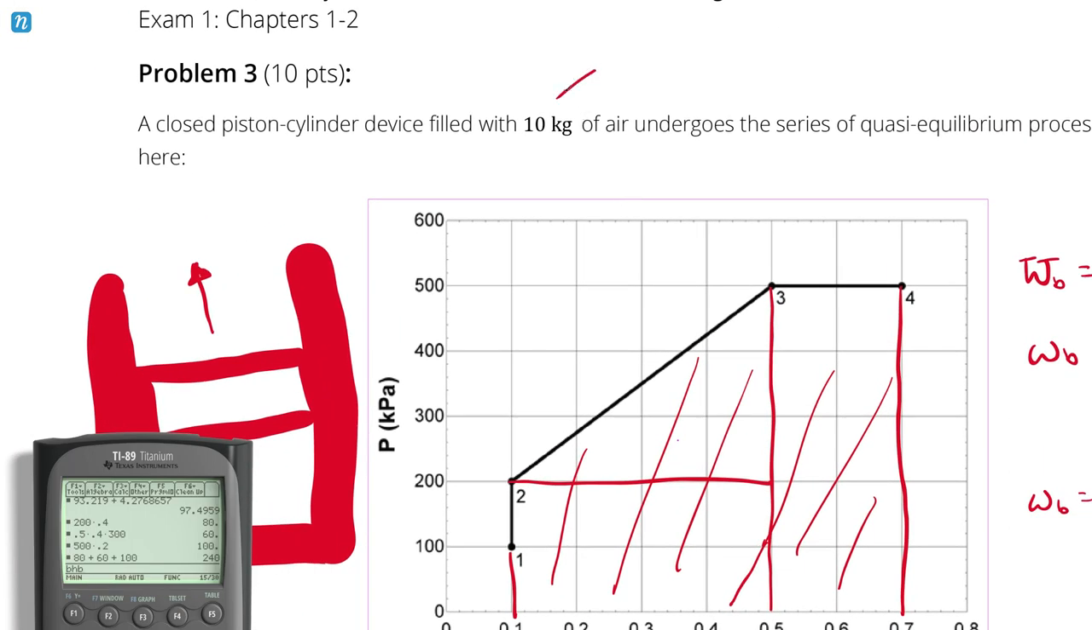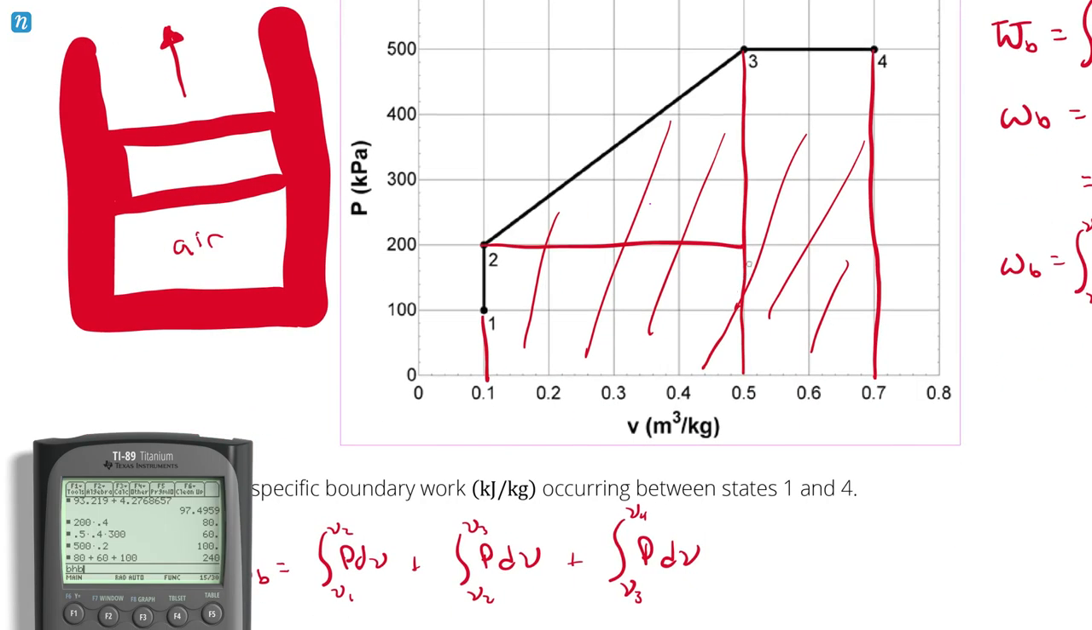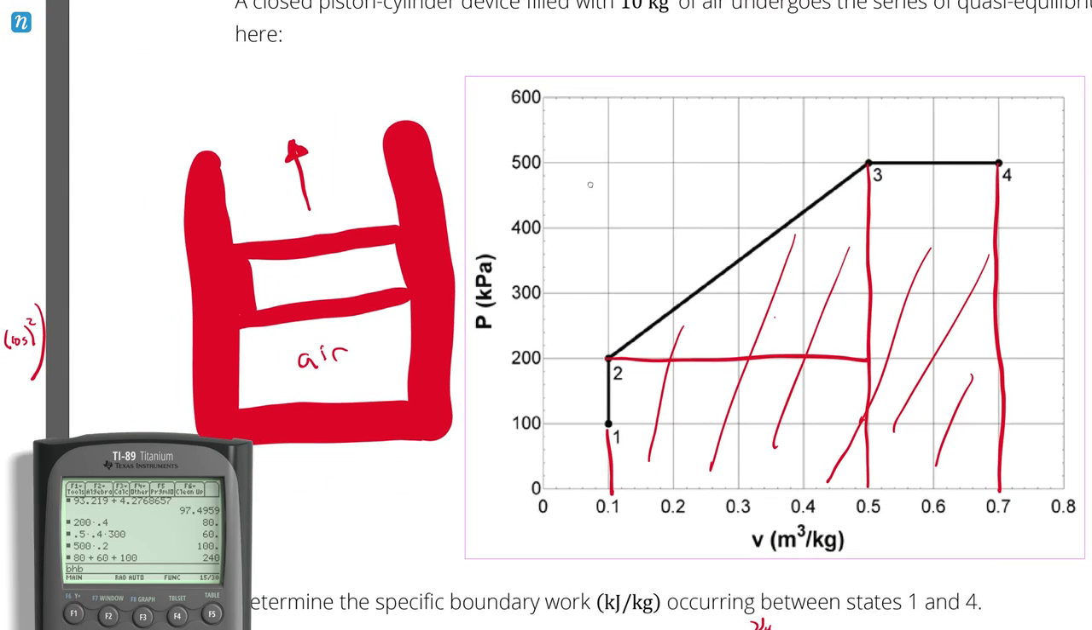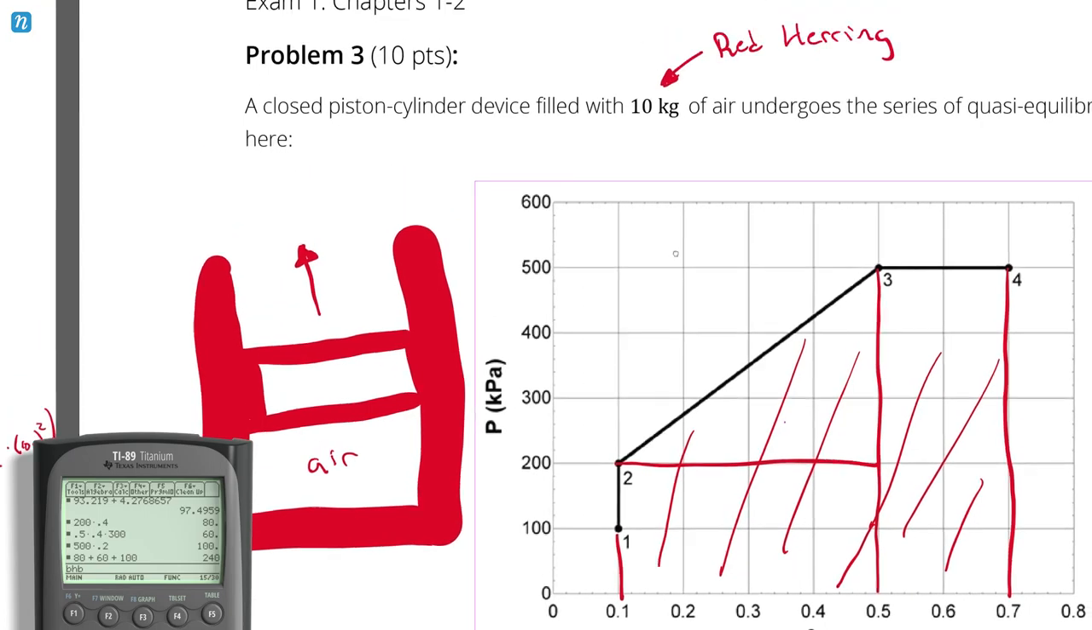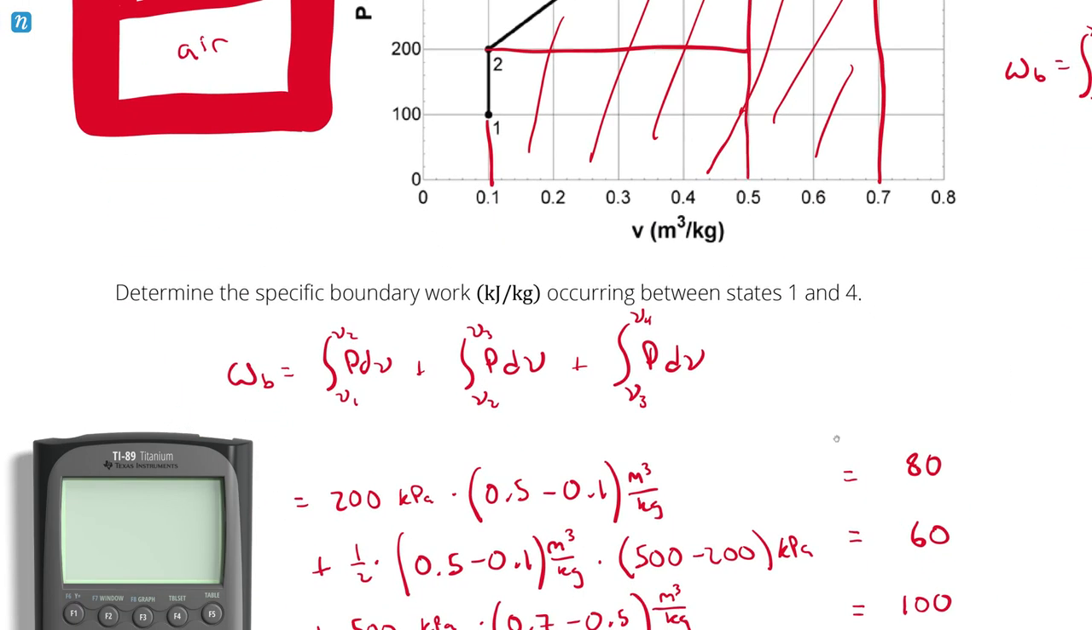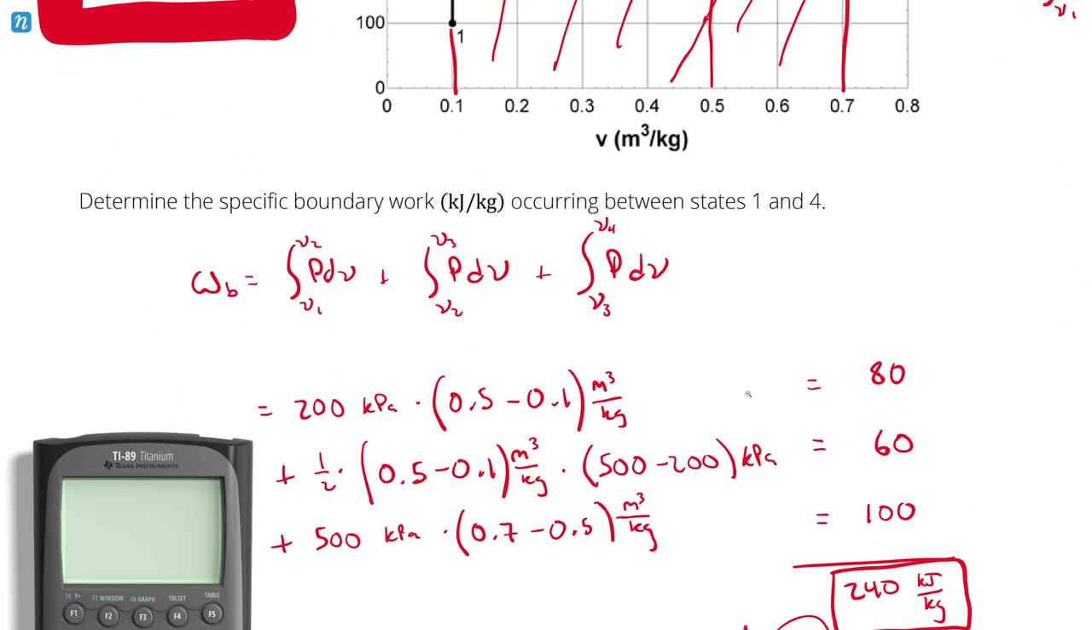But at no point in that solution either would I have used 10 kilograms. That means this 10 kilograms was more information than I needed. It was a red herring. It would have been useful if I were asked for the total boundary work, just kilojoules occurring between 1 and 4. But because I'm asked for kilojoules per kilogram, the number of kilograms, the mass, doesn't actually matter. But that gives me my answer to question number 3.